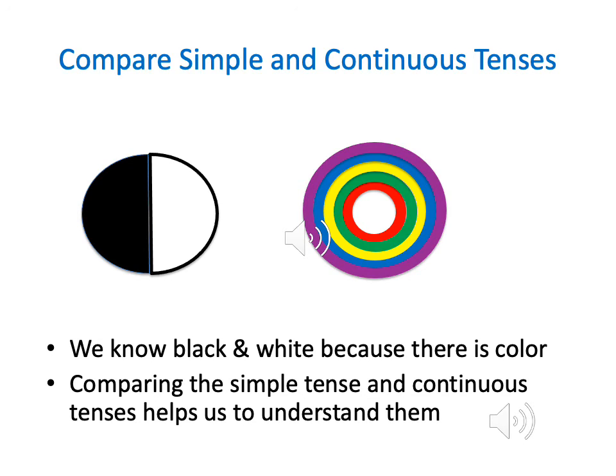For example, we understand black and white because there is color. Comparing the simple tense and continuous tenses helps us to understand them.